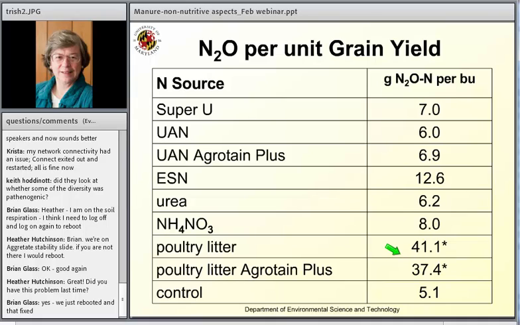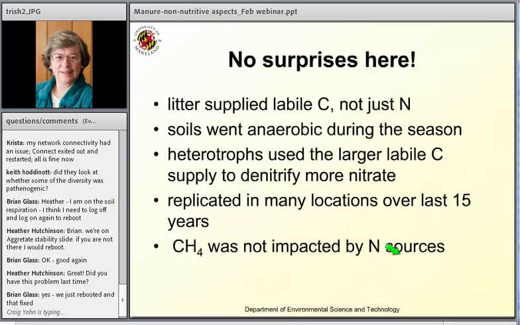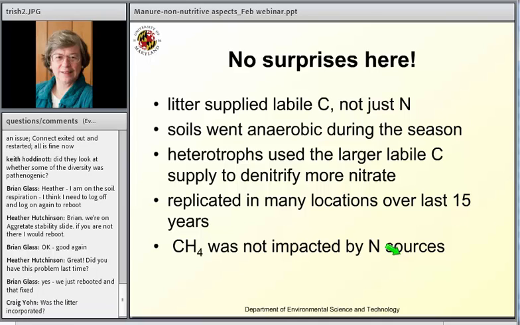So hopefully we understand why this happens. Again, those organisms are heterotrophs. They live on complex organic molecules, and the litter supplied not only the same amount of nitrogen as the other treatments, but it also supplied a very labile, think digestible, source of carbon. So when the soils went anaerobic during the season, the heterotrophs were able to get more work done, more denitrification, when they had a labile source of carbon than when they did not.